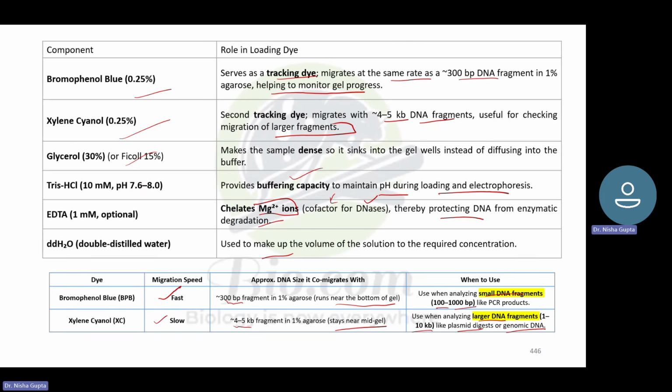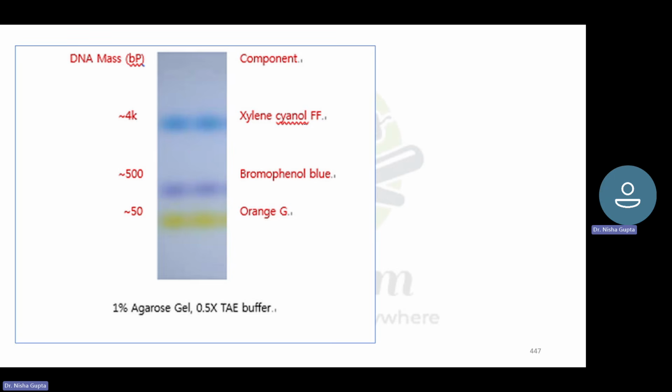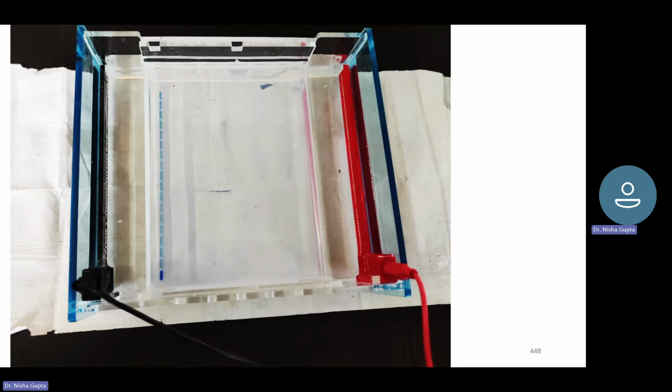So this is the composition of your loading dye, which you use only 1 microliter for 5 microliter of your sample. So this is how you can see xylene cyanol is here and bromophenol is here, right? In 1% agarose gel, right? So this is how you can see.